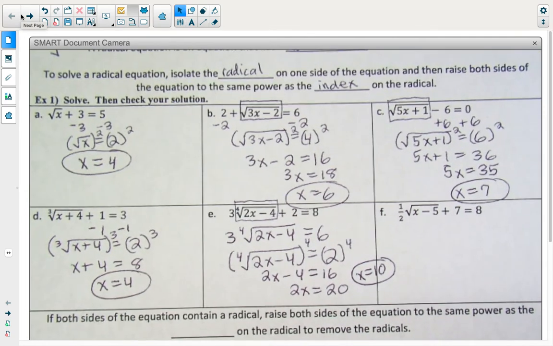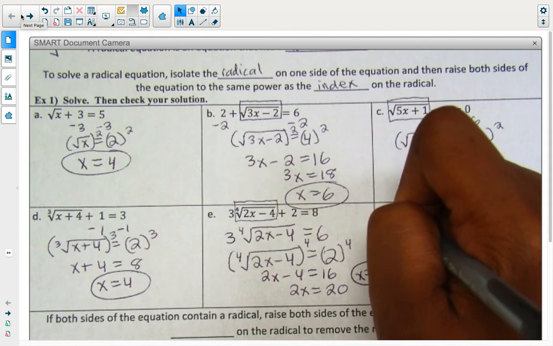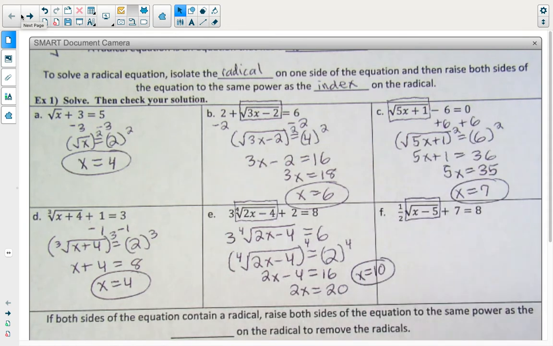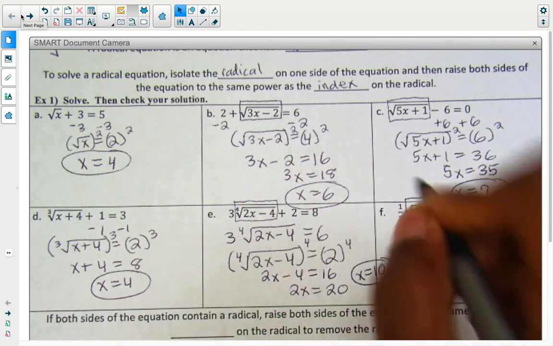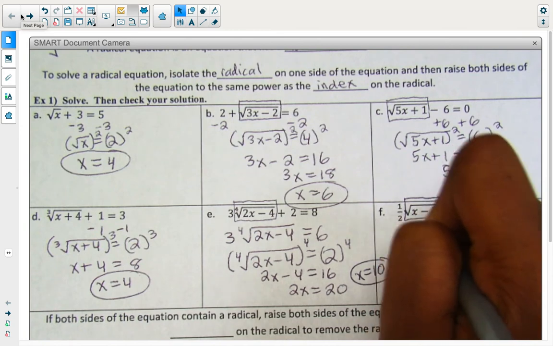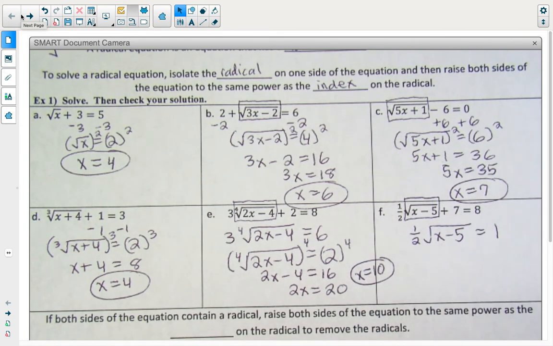All right, F. 1/2 times the square root of x minus 5 plus 7 is equal to 8. Again, we got to get this radical on one side by itself first. So I'm going to subtract 7 from both sides. That gives me 1.